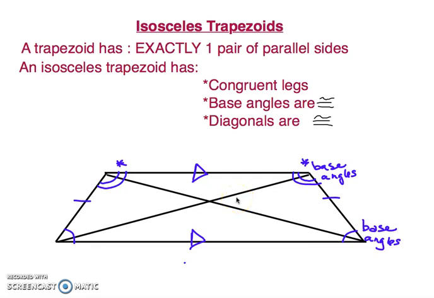necessarily bisect. So if I were to label this trapezoid here A, B, C, D, AC, which is right here, which is the length from here to here, has to be equal to the length from B to D. Those are the characteristics of an isosceles trapezoid.